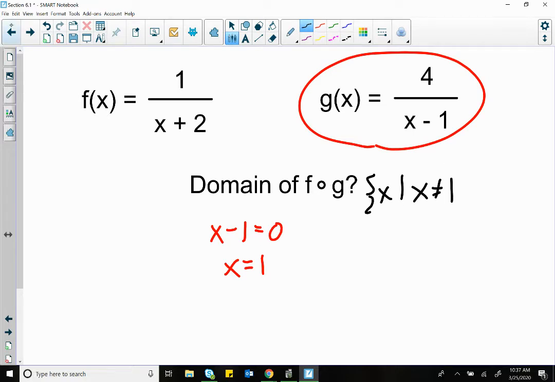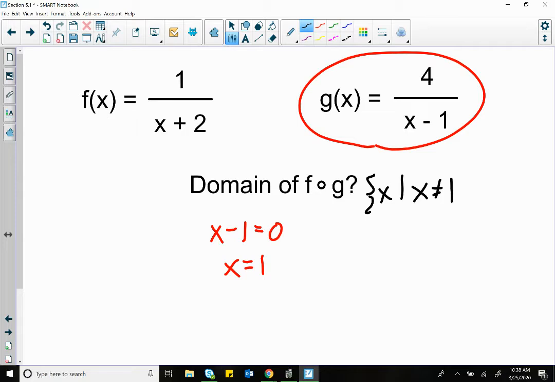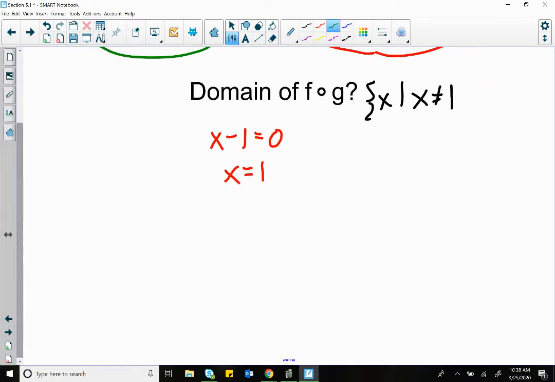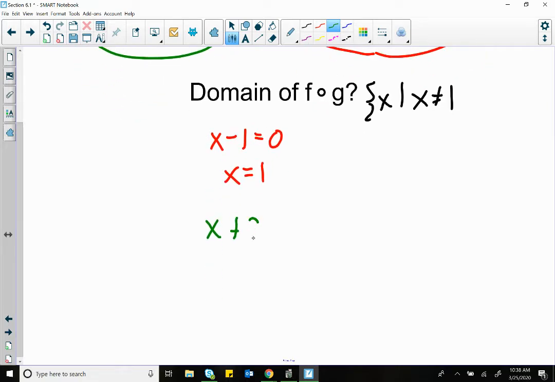So this is what I was talking about right here. Any x not in the domain of the first function is out. So here's my first function. There's the bad value. That guy is out. Now, we look at the second function, and what we need to do is find the bad value for this. Again, it's rational, so we're going to set that denominator, which was x plus 2, equal to 0. And we find that in the second function, you have a bad value at -2.